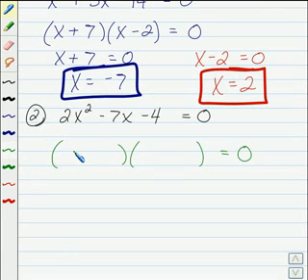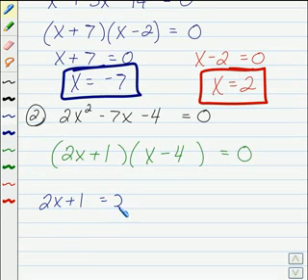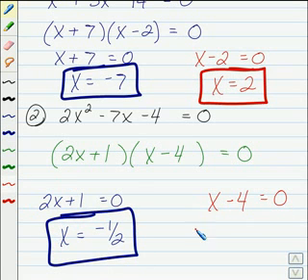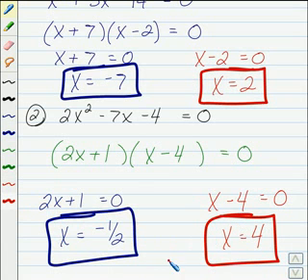When we factor our trinomial here, we get 2x plus 1 times x minus 4. Set each of those separate factors equal to 0 and then solve for the variable. When we set this factor equal to 0, we'll get that x equals negative 1/2. On the other side, x minus 4 is our second factor, and when we set that equal to 0, we get that x is equal to 4. So two different values for x here, and I hope those are the two values you got as well.